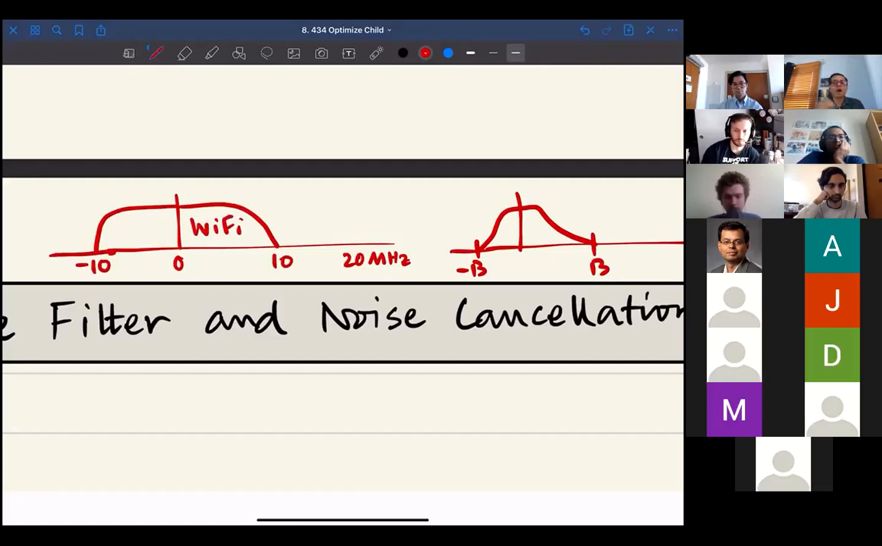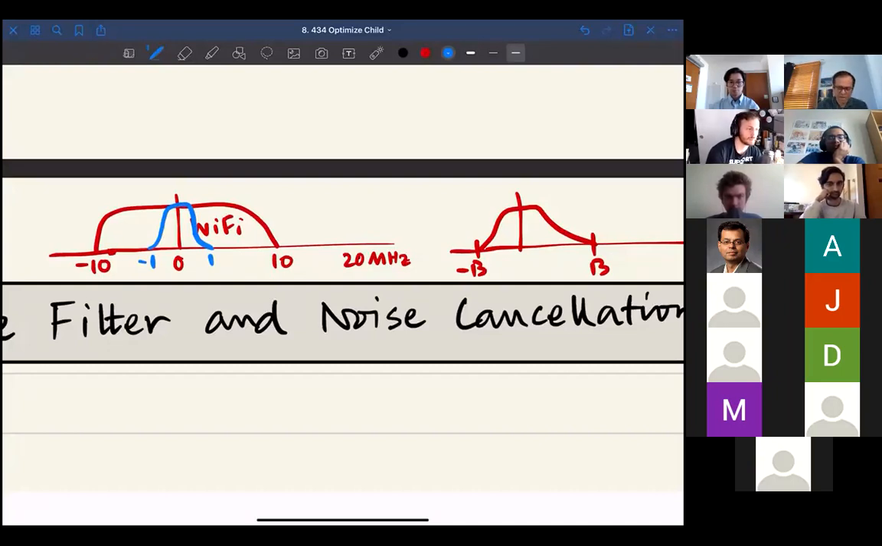Cops use another band. Police cars use a different channel to talk to themselves. You just cannot listen to them. I mean, you can buy certain devices and start listening to them, but you're not supposed to. And that is, let's say, 2 megahertz. So they have a band that is 2 megahertz. This is 1, this is minus 1.